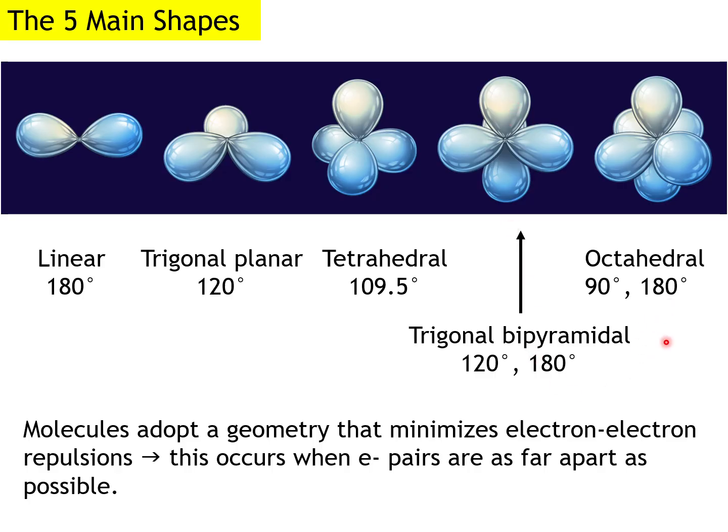And then we have octahedral, which is where you have 6 things attached to that central atom. I've had students say, well, if you have 6 things, why is it octa? Because that means 8. Hedral means faces, so it actually has 8 faces on it and 6 vertices.